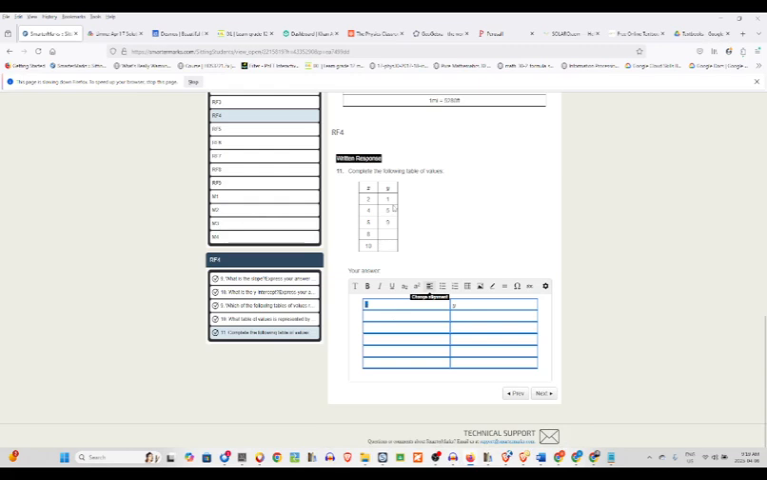In any event, going up by 4, we'll have 13 and 17.